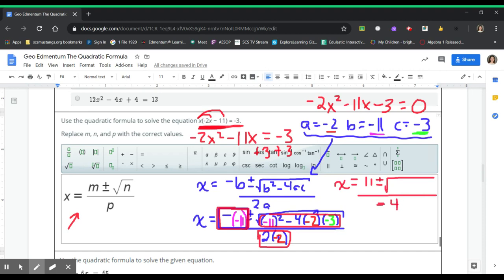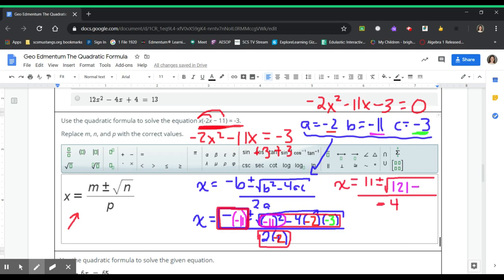So then on the inside here, I do things on the inside of that square root piece by piece. So I'm going to simplify negative 11 squared first. And if you're going to put this in the calculator, just do 11 squared, and you'll get 121 minus, and then in your calculator, I do a negative 4, sorry.